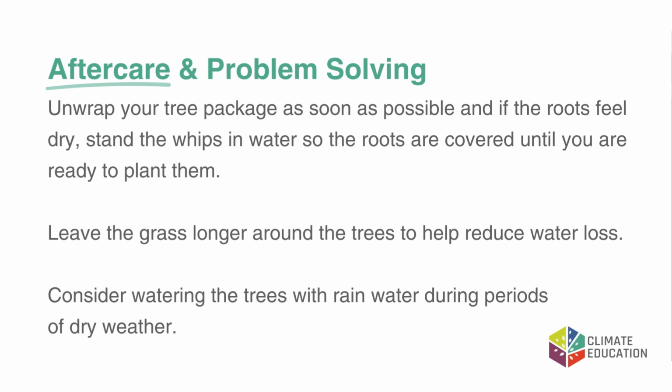So what can you do about that? You can leave the grass a little bit longer around your tree planting area. That helps reduce water loss, and it stops the soil from drying out. You can imagine if you have bare soil and the sun directly hits it, or you have wind blowing across the soil, it can easily desiccate it and exacerbate the drying process. So having a ground cover of grass or other plants certainly reduces the water loss.